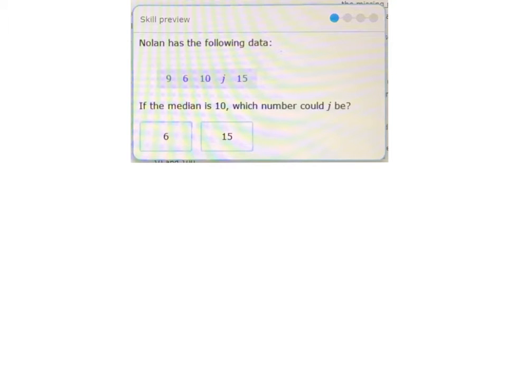This example says Nolan has the following data: 9, 6, 10, j, and 15. If the median is 10, which number could j be, 6 or 15? So keep in mind, median, we said, is if we put all the numbers in order from smallest to biggest, the median is the one in the middle. So I've written out the numbers we know we have from smallest to biggest. It wants our median to end up being 10. So it wants 10 to fall in the center.